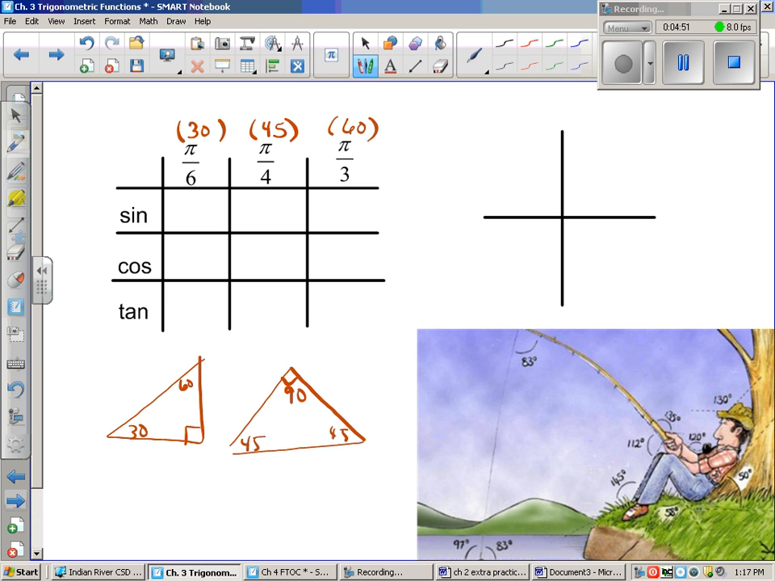Yes, it has to do with these reference angles. Yes, that's where these numbers came from. But let me just show you how to remember how to complete this chart. If you can remember this, it's as easy as 1, 2, 3. Then that should be enough to get you through this, because that's exactly how this is.